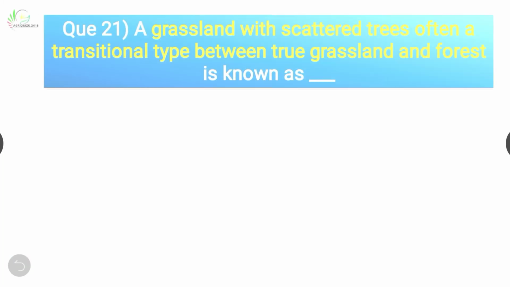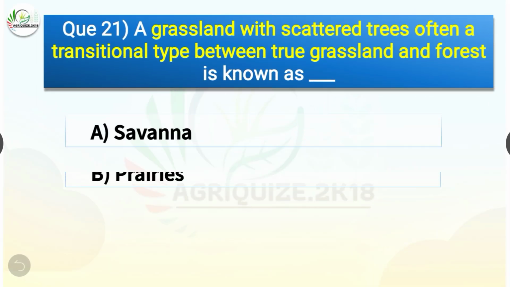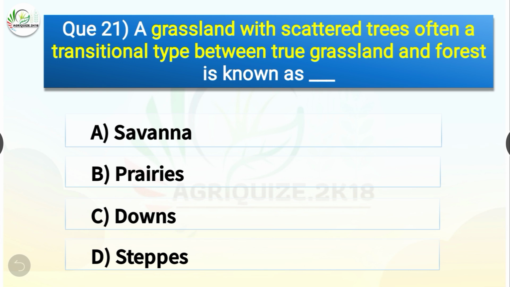Question number 21. A grassland with scattered trees, often a transitional type between true grassland and forest, is known as dash. The options are savanna, prairies, downs or steppes. The correct answer is option A, savanna. So a grassland with scattered trees, often a transitional type between true grassland and forest, is known as savanna.